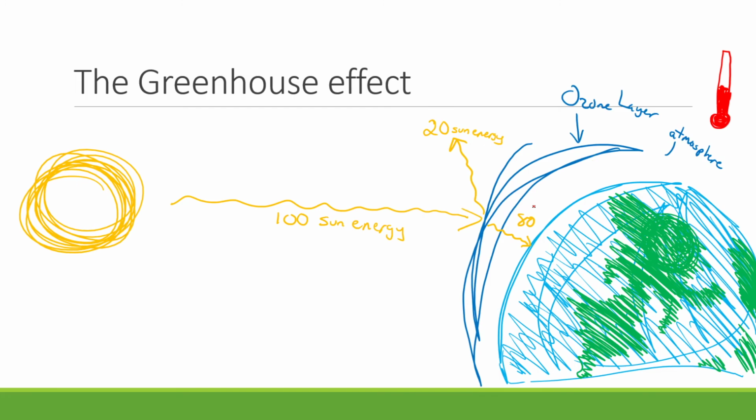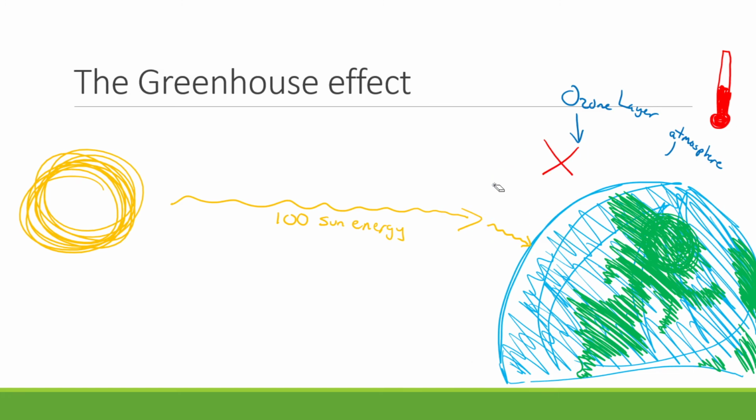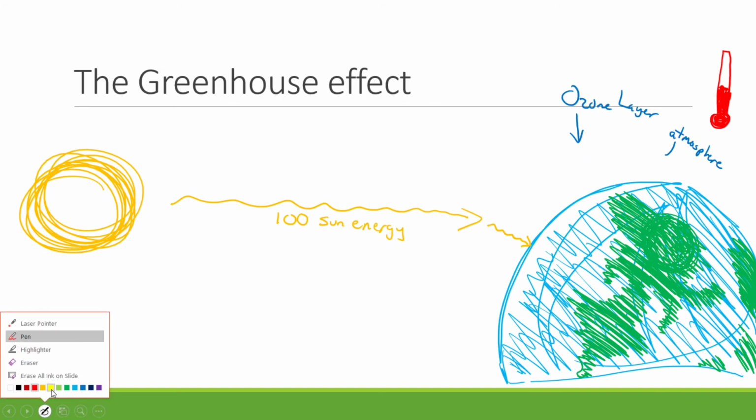When the ozone layer is completely gone, there won't be anything that gets bounced away. We're going to have all of the energy from the sun entering the planet. So it's just going to be a perfect 100 energy coming in, which is going to raise the temperature even more.